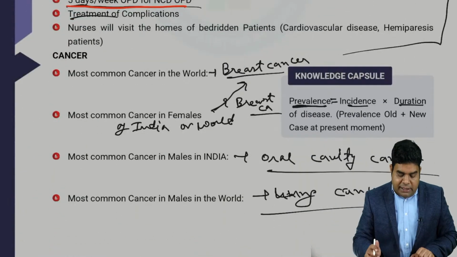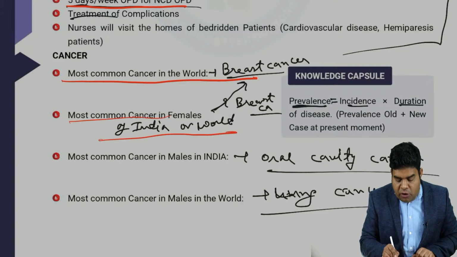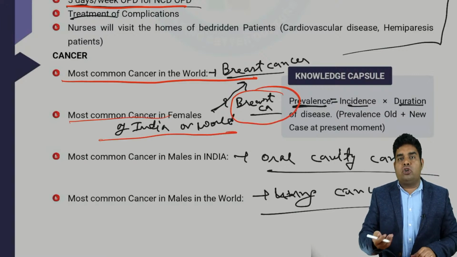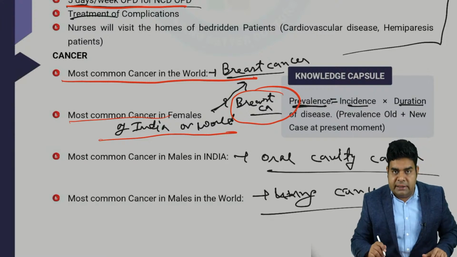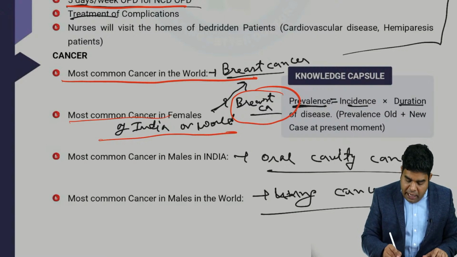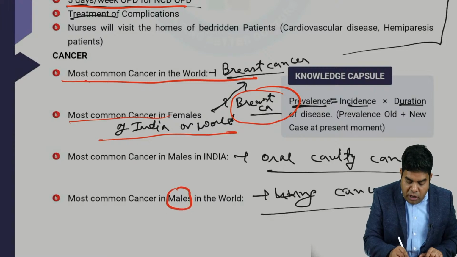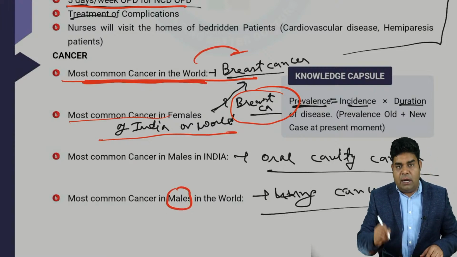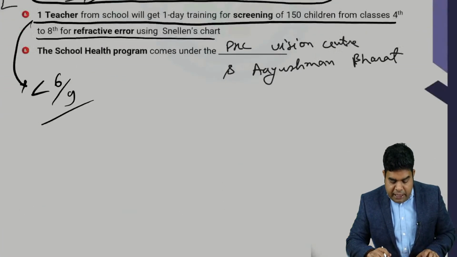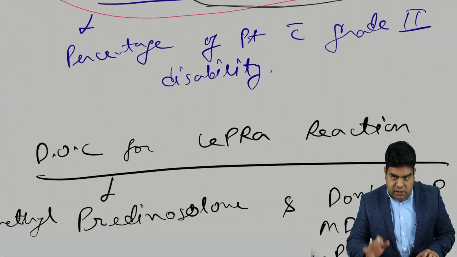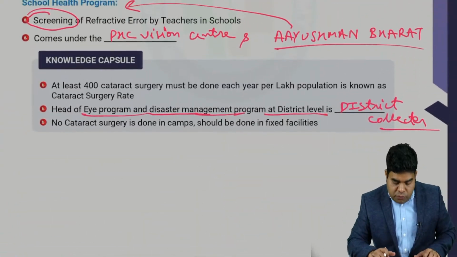Other than that, we have already discussed that if they ask the most common cancer in the world, that is breast cancer. Most common cancer in females of India or world, again you have to answer breast cancer. Most common cancer in males of India, oral cavity, and most common cancer worldwide is lung cancer. In males, if they ask, then it is lung cancer. But if they ask overall in the world, you have to answer breast cancer. All this information is given in the table in PARC. So if any other subject teacher tells you otherwise, trust PARC here, because collection of data from the public is the work of PARC. So you can trust it there.